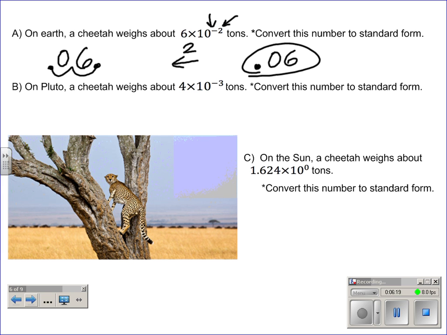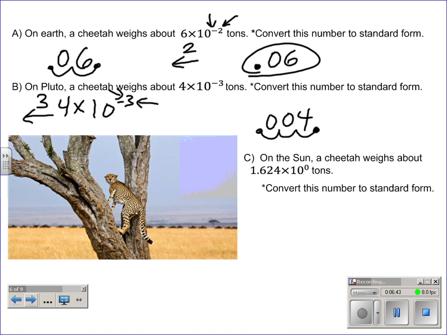On Pluto, the cheetah weighs 4 times 10 to the negative third. Copy down the 4. And we know that we're going to move to the left because of the negative symbol. We're going to move 3 times to the left, we know because of the 3. The decimal starts to the right of the 4, and we move the decimal to the left 1, 2, 3 times. And we plug in 2 zeros. So 0.004 tons is how much the cheetah weighs on Pluto.